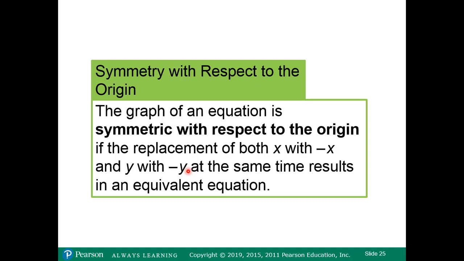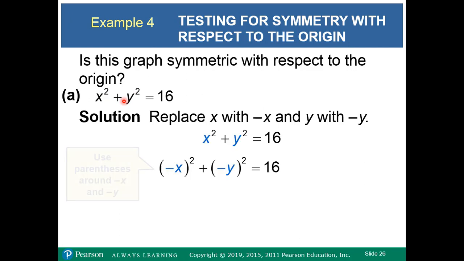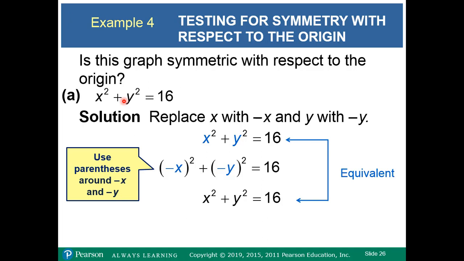Now, what about symmetry with respect to the origin? What does that mean? Well, we call the graph of an equation symmetric with respect to the origin if we replace both x with negative x and y with negative y, simplify, and get the same function that we started out with. For example, going back to our circle, we can replace x and y with negative x and negative y, and we're going to get the exact same thing back out.